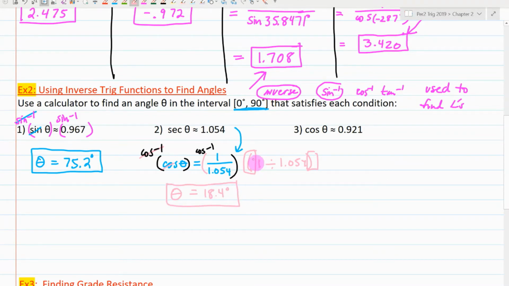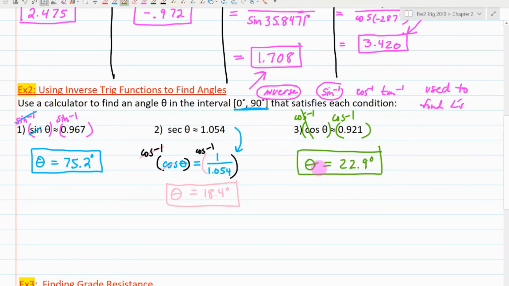And then for the last one, go ahead and do this one. All right, so we have inverse cosine on both sides. So we get, and don't just put -1 there, it's inverse cosine, okay? I do not want you to just put a -1 attached to that. Okay, theta is equal to 22.9 degrees. And yes, we need to put a degree sign. And that's your answer.